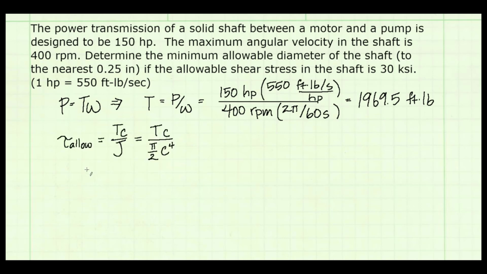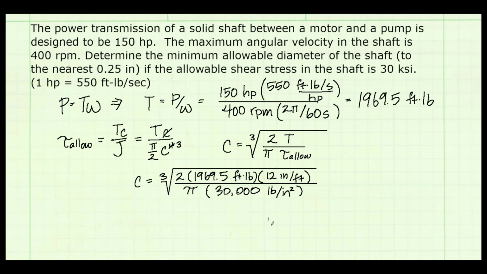Here is the stress equation for shear stress in a shaft. We're going to set it equal to the allowable shear stress. And since we were told that the shaft is solid, then its polar moment of inertia is pi halves times c, the radius to the fourth power. We have a c in the numerator and c to the fourth power in the denominator, so we can change it like this. Now I've solved the formula in terms of c.